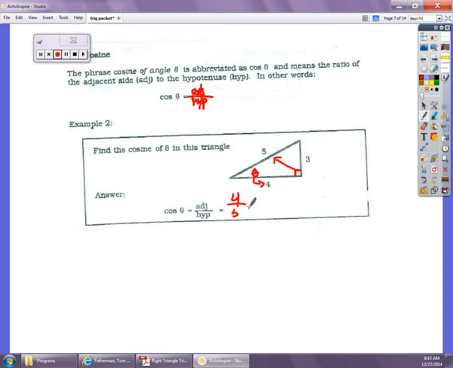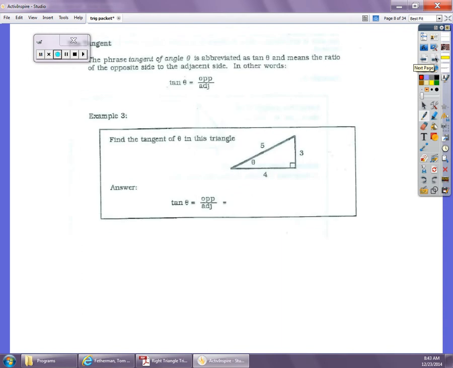Then we can use these to actually determine the measure of the angle, which we'll do in a little bit. So when we move on to example 3, the tangent, tangent is going to be opposite over adjacent. If here's our angle, opposite is 3, adjacent is 4. So the tangent of the angle is opposite over adjacent, which in this case is 3 over 4.